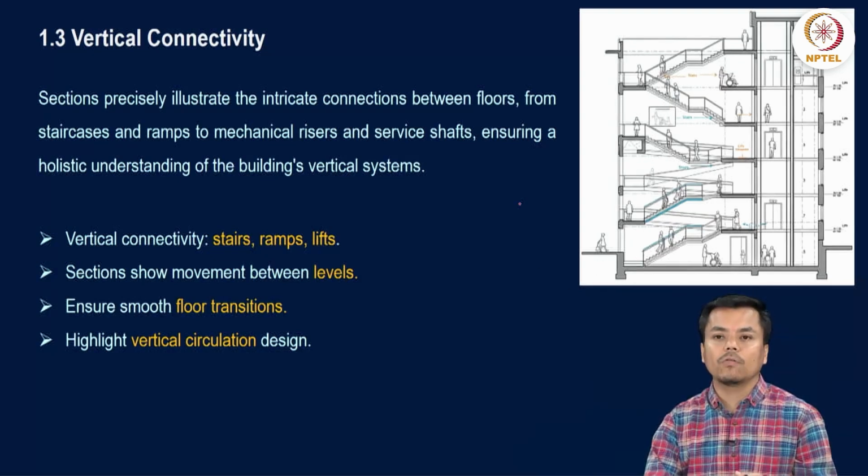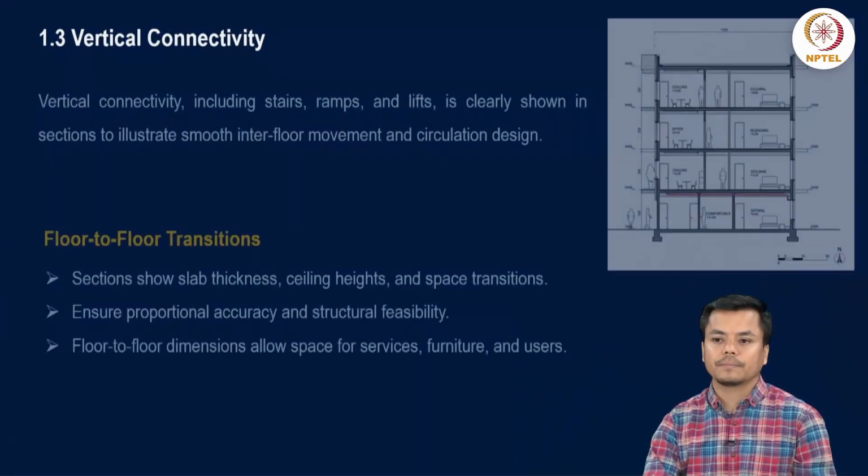So vertical connectivity like stairs, ramps and lift can be seen in your section, and then if there is any error in your drawing or error for the floor height, that can be corrected over there. So it ensures smooth floor transition. It highlights the vertical circulation design for the structure.